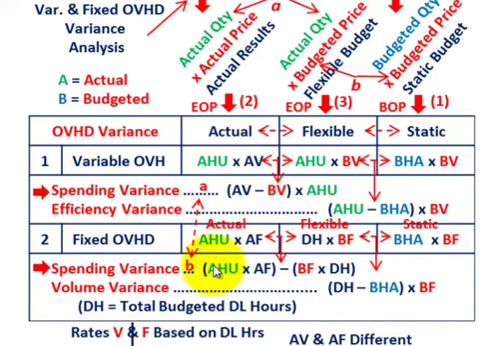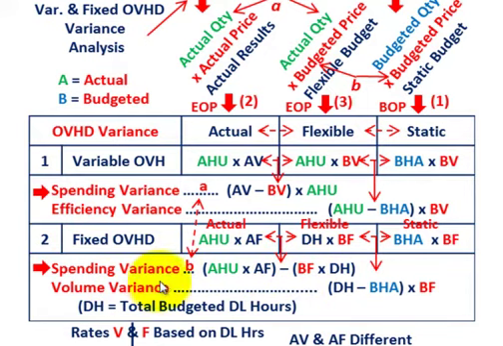So spending variance is the actual hours used times the actual fixed rate for our actual amount, and then we would subtract from that the budgeted fixed rate times the denominator hours. So the difference between those two is our spending variance.